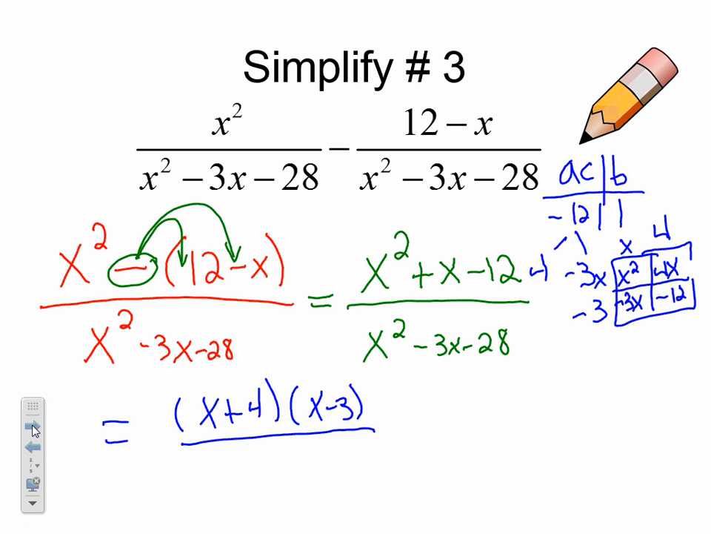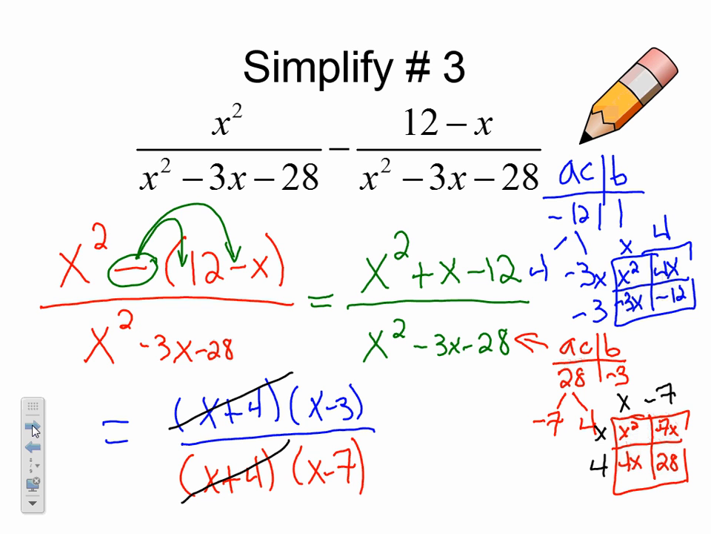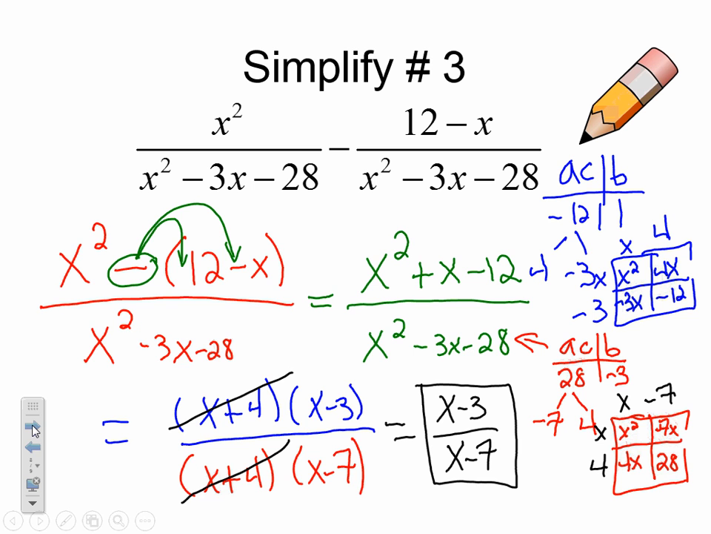I'm going to do the same thing for the bottom here. Use AC method for this one. A times C has to add up to B. So I have 28 and negative 3. The factors of 28 and negative 3 are going to be negative 7 and 4. Plug that into the box. I get x squared minus 7x, 4x, and 28. Take my greatest common factor here. I'm going to get 4x, x, and negative 7. So I'll write those down here. I have x plus 4, x minus 7. Now remember, I have to simplify these, so I'm going to get rid of my like terms. I'm going to cancel those out, and I'm left with x minus 3 all over x minus 7. Now that, ladies and gentlemen, is our answer.